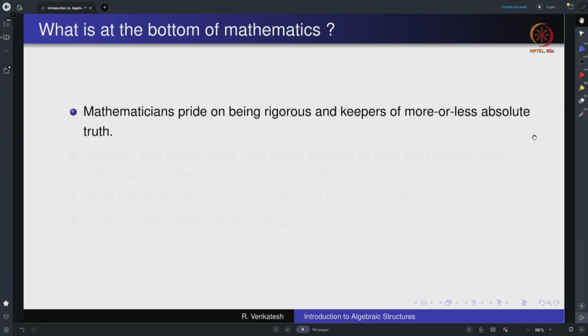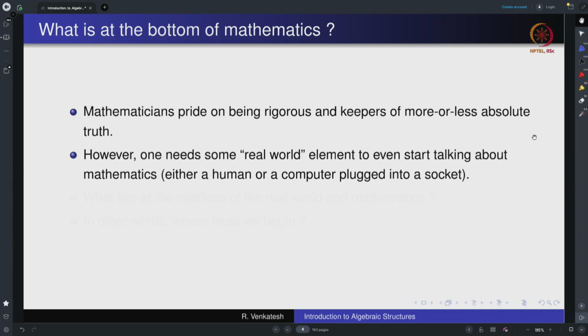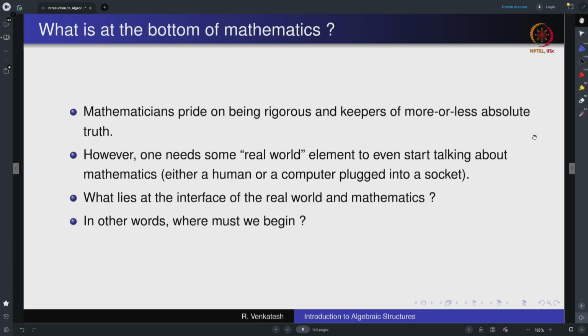So, one can wonder about what is at the bottom of mathematics. Usually mathematicians pride themselves on being rigorous and keepers of absolute truth. However, one needs some real world element to even start talking about mathematics, either a human or a computer plugged into a socket. So, what lies at the interface of the real world and mathematics? In other words, where must we begin? We have to begin somewhere. So, where to begin? That is the question.